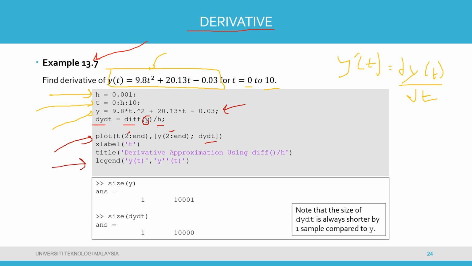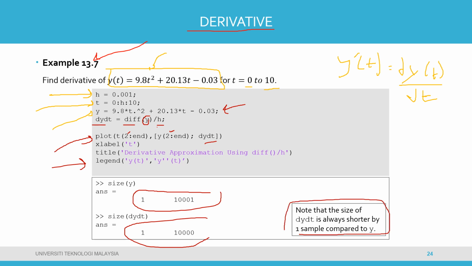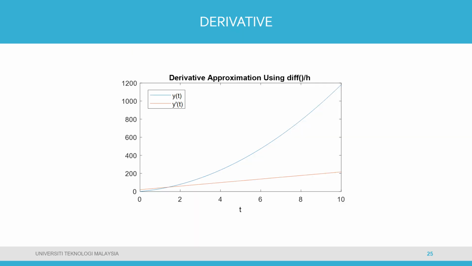And just one note: y and dy/dt do not always have the same size. Note that the size of dy/dt is always shorter by one sample compared to y. So this is the result of the derivative. This is the y, and this is the derivative of y. Sorry, it is flipped. This one is y, and this one is the derivative of y.